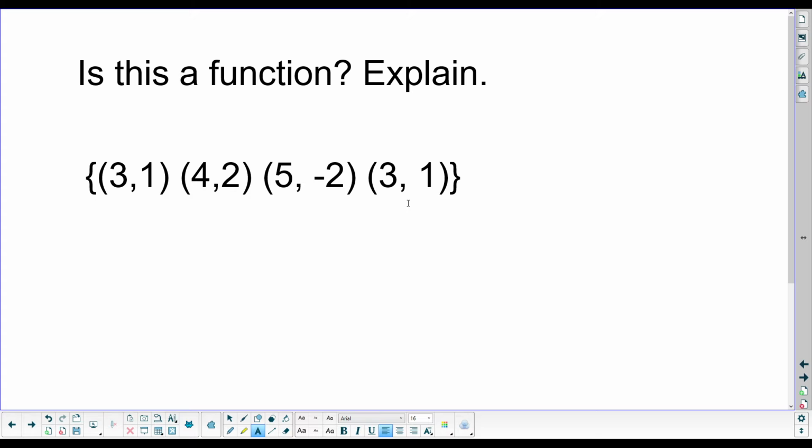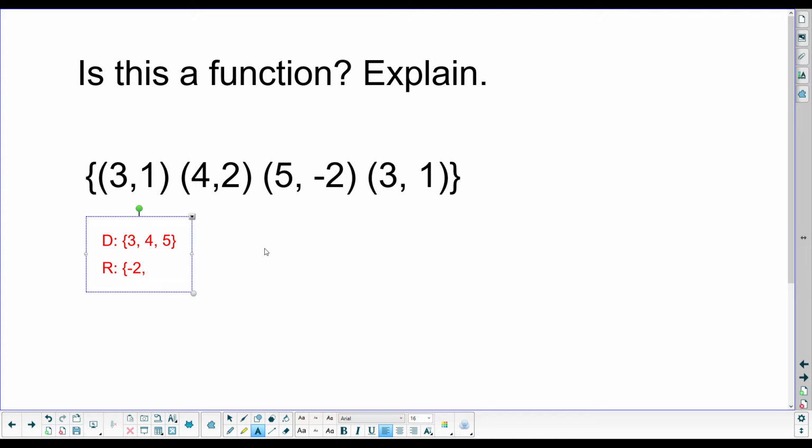Let's look at the next example. Is this a function? Well, let's go through the same sort of exercise here. So if I list out my domain, it looks like 3, 4, and 5 again. Notice that I've got 2 3s in there. Okay, so that tells me that maybe there's something up with this. If I list my range here, my smallest number is -2.